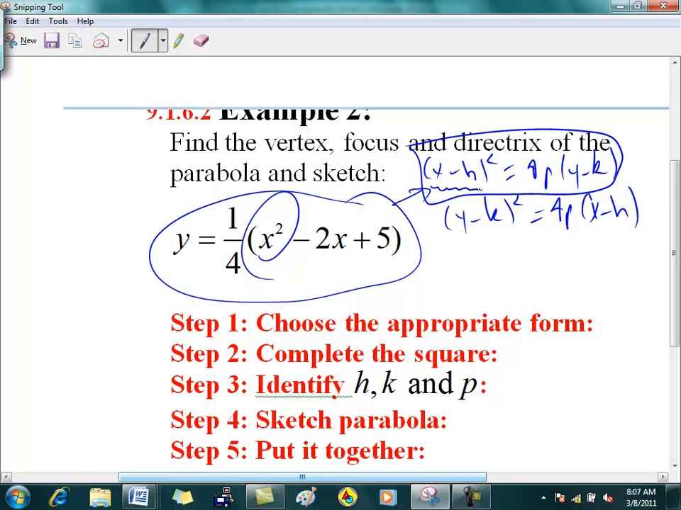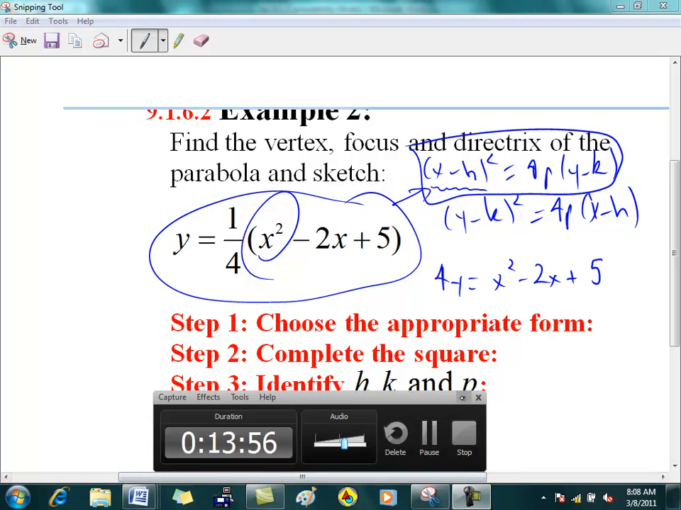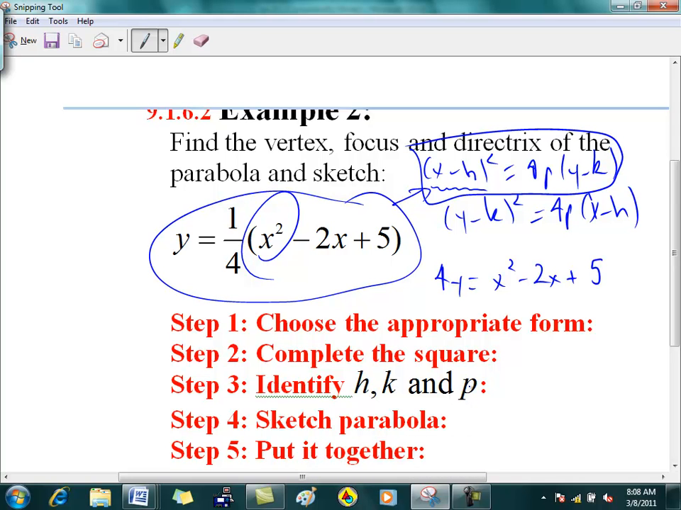Notice that here in this equation, the coefficient of x squared is 1. So I need to get rid of this 4. So I'm going to times everything by 4. So I get 4y equals x squared minus 2x plus 5. Okay? How did this happen? You with me on that? I times everything by 4. Right? So then the quarter disappears. Okay? Is everybody there?